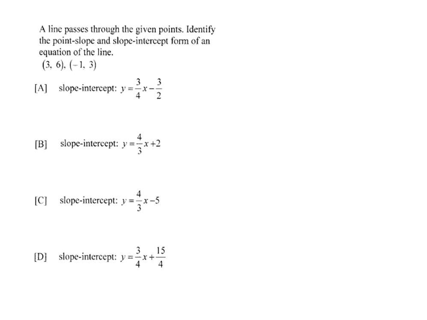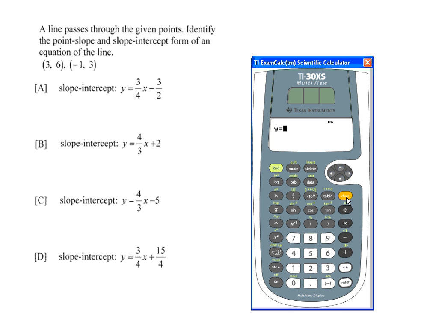So let's take a look at another one. Now this one doesn't give me a point and a slope, it gives me 2 points. But still, we can check these 2 points in the calculator. So we're going to go to table and we'll start with A. So we'll go y equals 3 over 4. Make sure you arrow out of the fraction, and then x minus, and then fraction 3 over 2.